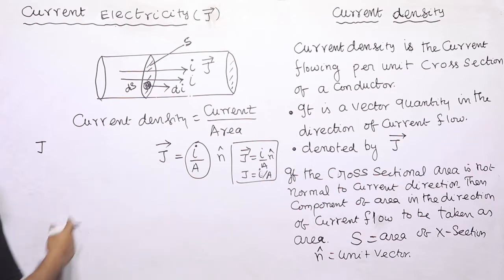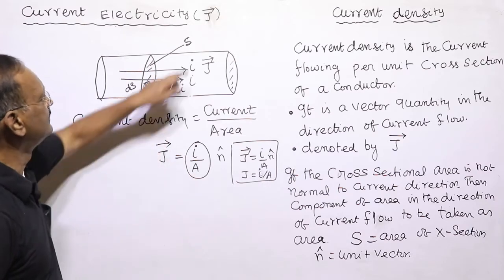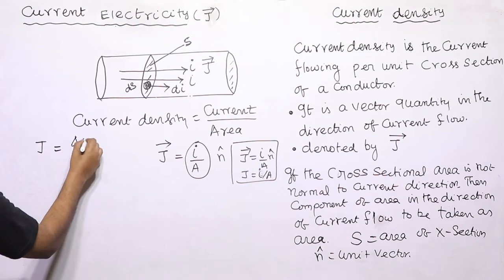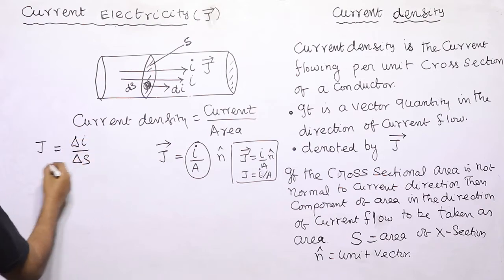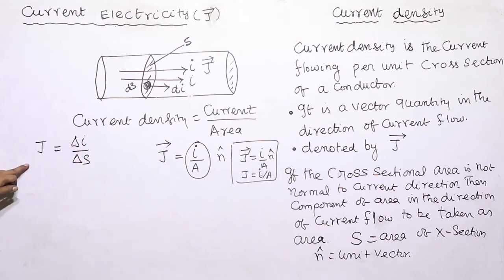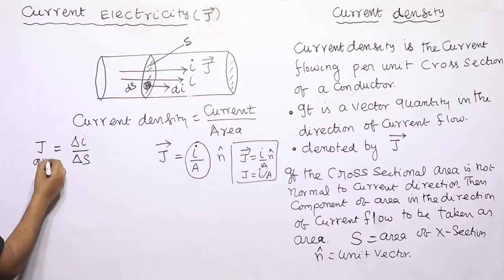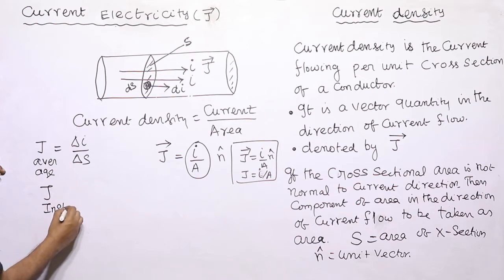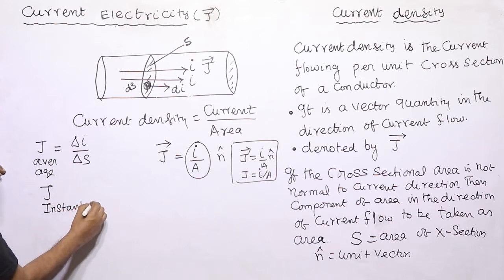This is a different way of writing the current density J vector. So J is equal to delta I by delta S. This stands for the average current density. In the same way, we can denote the instantaneous current density.